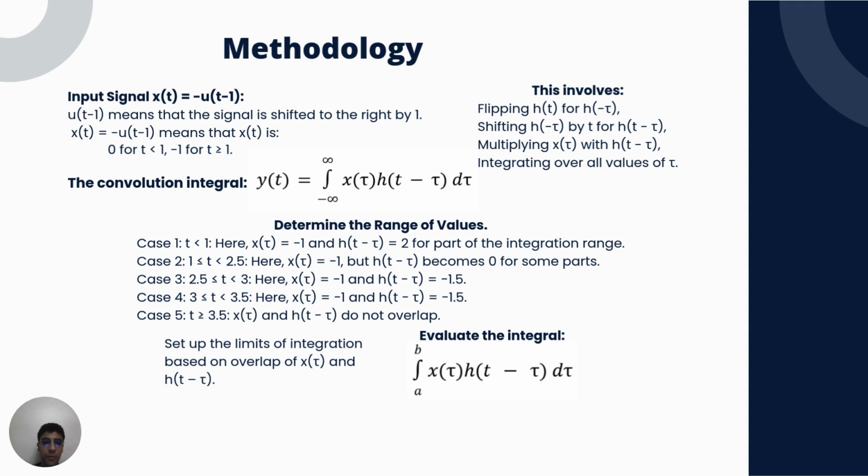Then let's discuss our ranges. In case 1, t is less than 1. In case 2, t is greater than or equal to 1, but less than 2.5. In case 3, t is greater than or equal to 2.5, but less than 3. In case 4, t is greater than or equal to 3, but less than 3.5. And finally, case 5 is when t is greater than or equal to 3.5. Then we set up our limits for integration based on the overlap, and we end up with this integral.